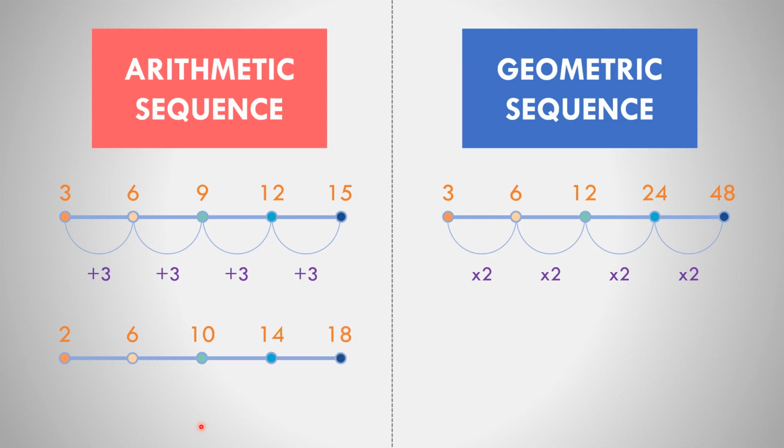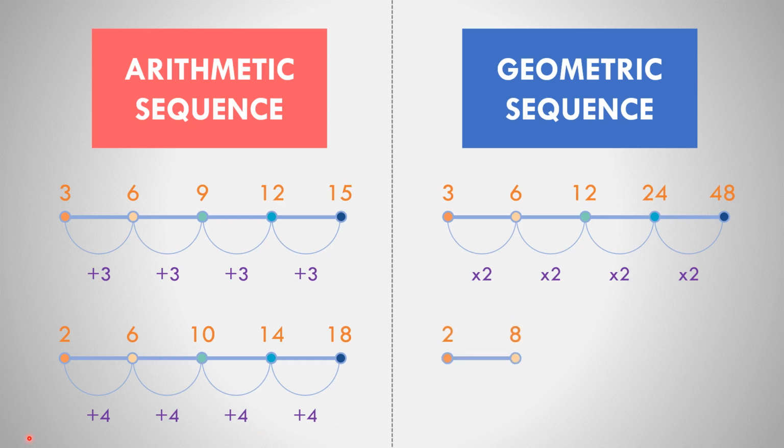Another example, 2, 6, 10, 14, and 18. Let us check the common difference. The common difference from the first up to the last term is equal to 4. If we want to try, 6 minus 2 is 4. 10 minus 6 is 4. 14 minus 10 is also 4. 18 minus 14, the answer is equal to 4.